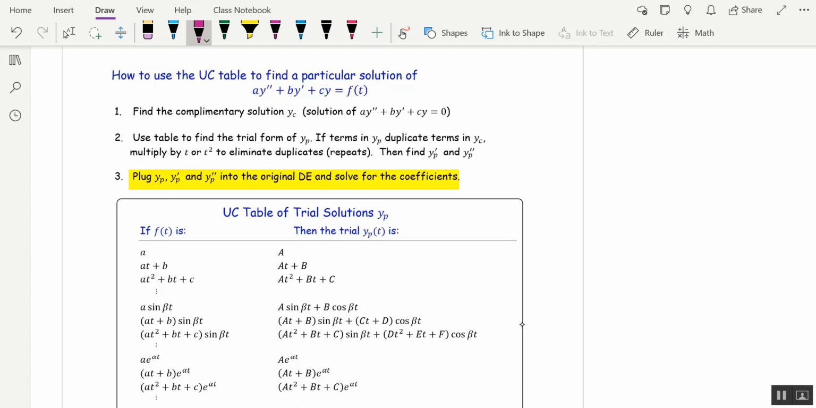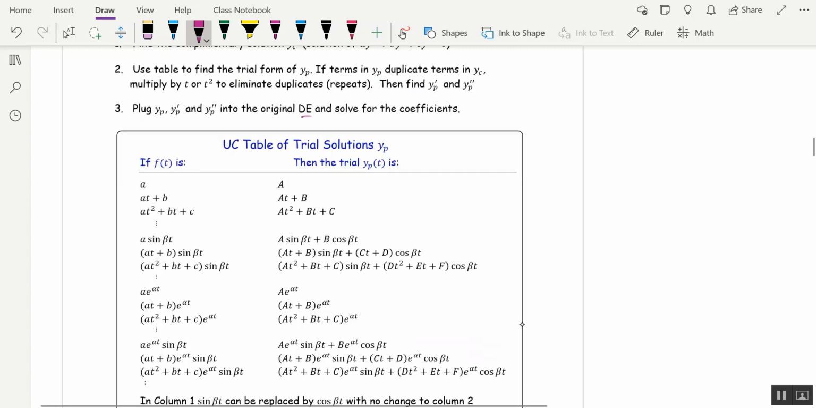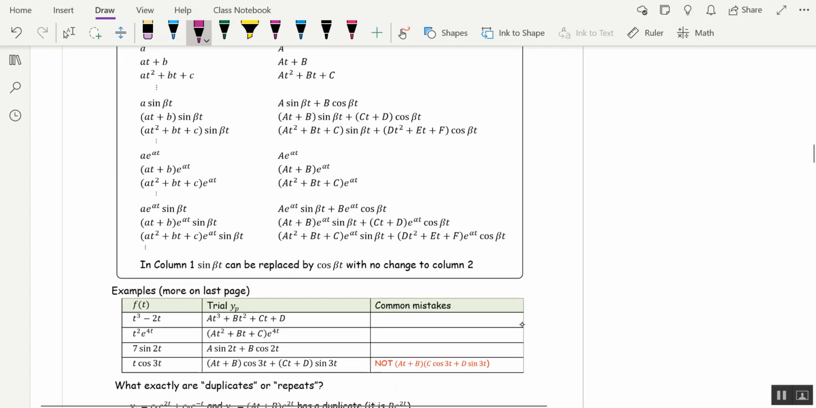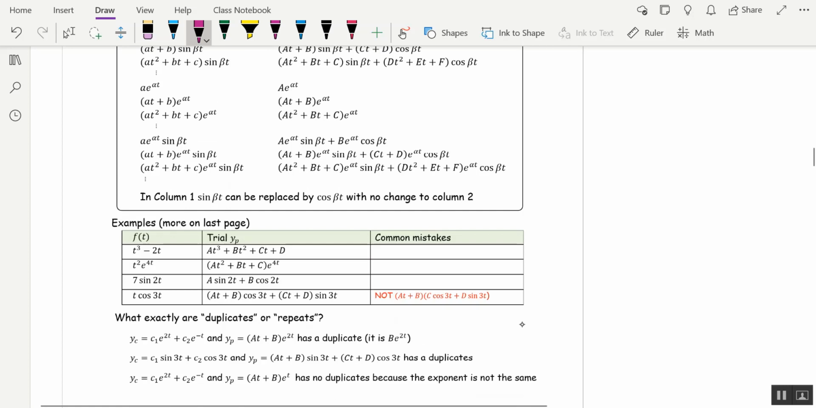Then you're going to find YP prime, YP double prime, plug all of those into the original differential equation and solve for the coefficients. You can see here in my table of trial solutions, you're going to match up your trial YP with the type of function you're given. Here are some examples, and I've got some more on the very last page for you. If your f of t is a polynomial, then you need to replace that with a trial YP of a generic polynomial. If there are missing terms here, you still need to have all the terms in your trial YP. Next one is a polynomial times an exponential.